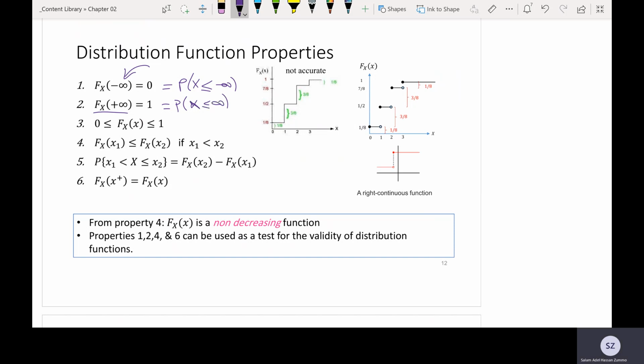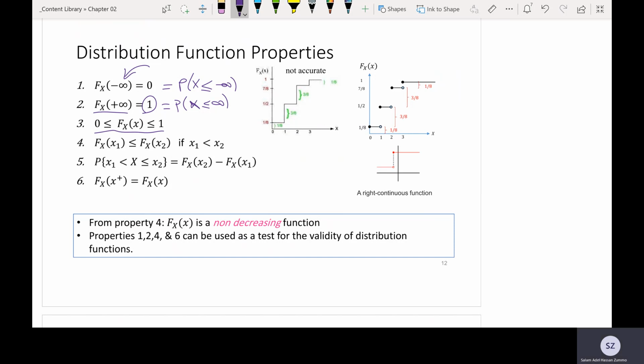The probability that x is less than or equal to infinity. Can any random value have a value more than infinity? Infinity is the argument, right? So basically, this is the certain event, and hence the CDF has to be bounded by 0 and 1. Why is that? Because it's a probability function.